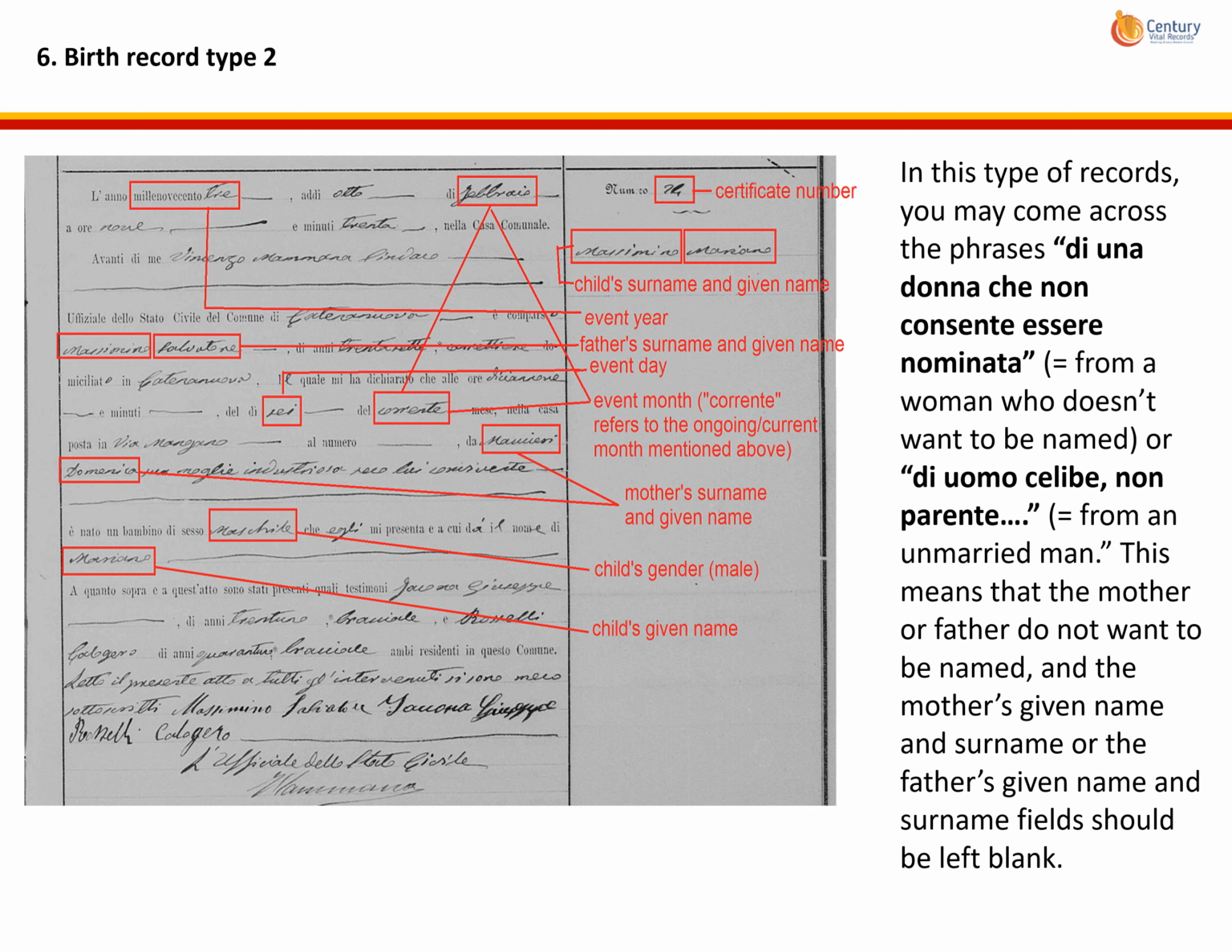This is another common birth record type. Use the keywords to identify the required information. Look at the phrases shown in the slide to be able to identify records in which the name of the father or the mother is not shown.